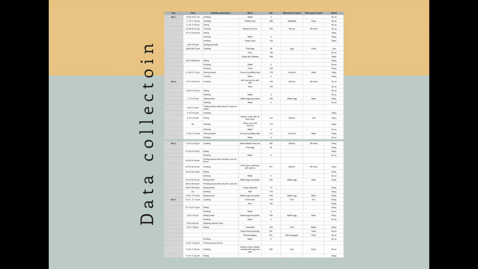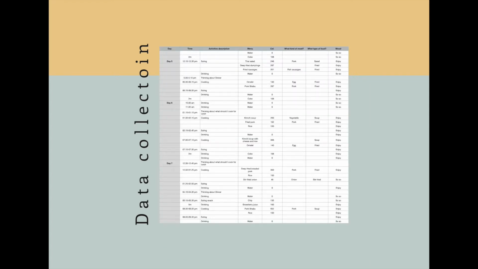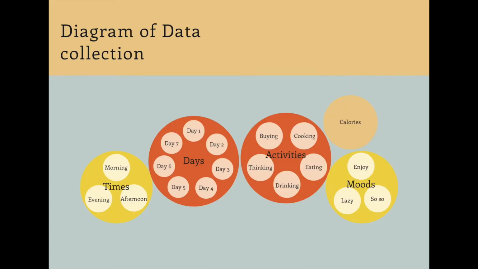For the data collection, almost all of the data that I collected at first is general data each day. Every time I do a food-related activity, I keep notes in a table on my laptop, including the timing, details, and my mood for these activities. This is my data collection diagram, which makes it easy to understand the data I have collected each day. It represents days, times, food activities, calories, and my mood.